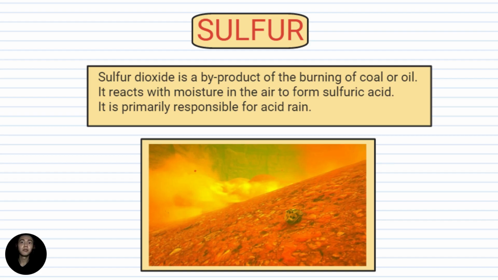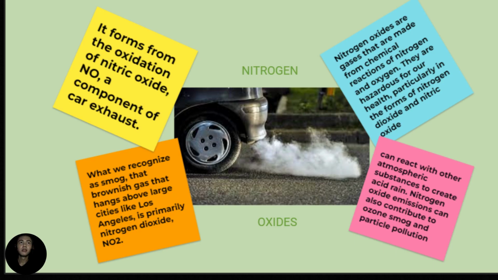And we have sulfur. Sulfur dioxide is a byproduct of the burning of coal or oil. It reacts with moisture in the air to form sulfuric acid. It is primarily responsible for acid rain.